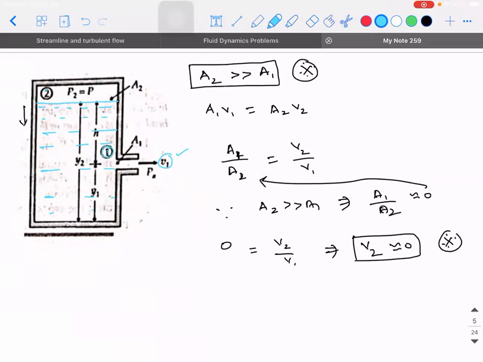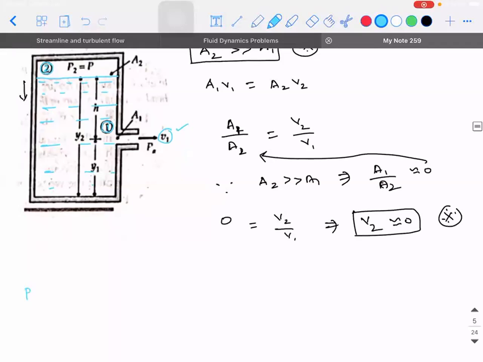How do I apply it? At point 1, total energy is equal to that at point 2. Yes, total energy per unit volume. Don't forget that. So, pressure at 1 plus half rho V1 square plus rho g H1. What is the value of H1? Is it height or depth? It is height.